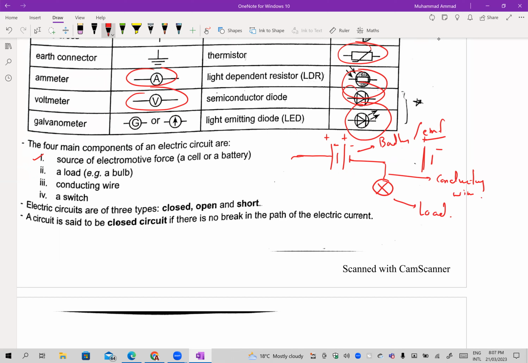And then you have a switch like this. These are the four major components. Now you need all of these four components to complete a circuit, right? Without any of these, a circuit isn't complete. Then you can add other components as well.